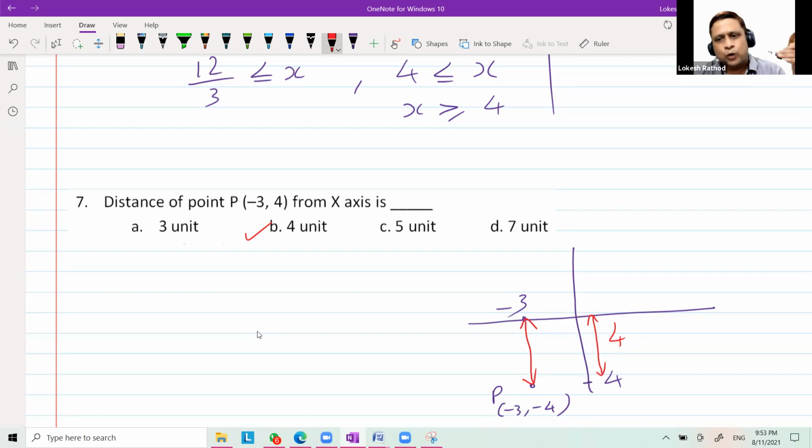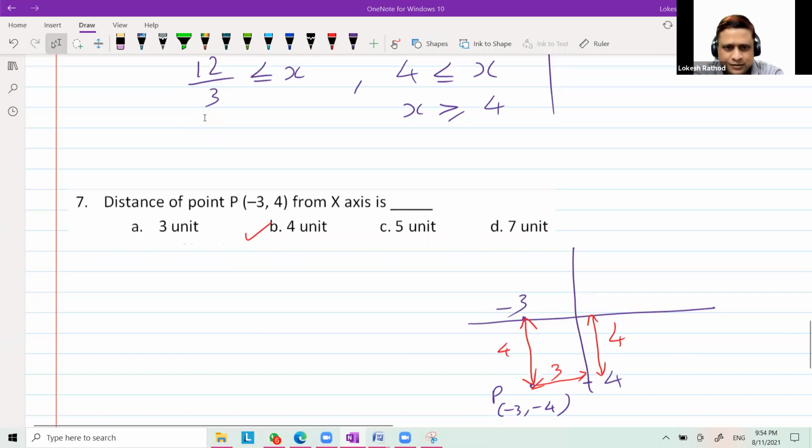Distance of any point from the x-axis is its absolute y coordinate. That is 4. Same way, distance of any point from the y-axis is its absolute x coordinate, that is the positive x coordinate. So it's minus 3, and if I ask what is the distance from the y-axis, then that is 3 units. So distance from the x-axis is 4 units, distance from the y-axis is 3 units. So here the answer is 4 units. Clear this thing?